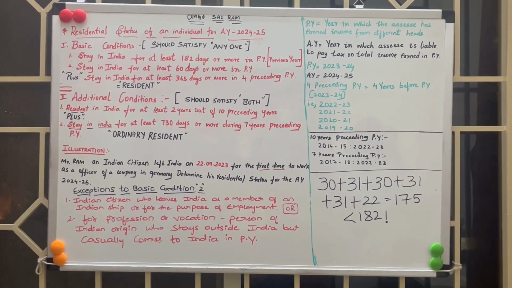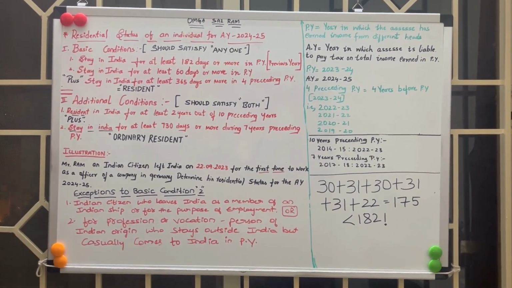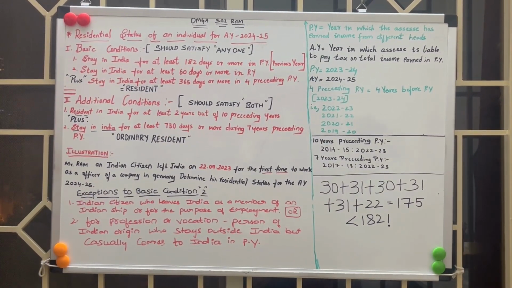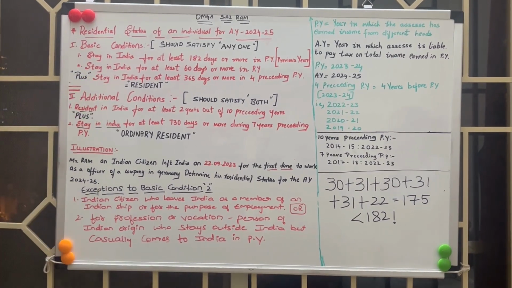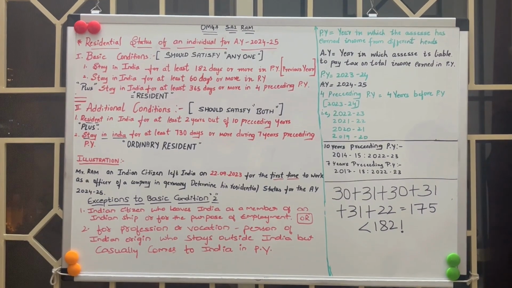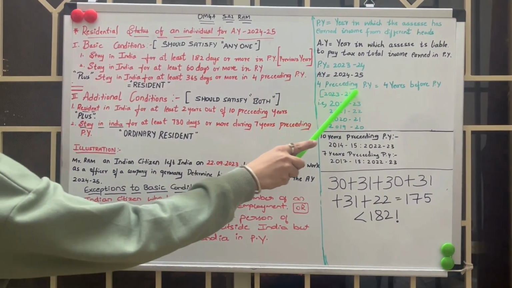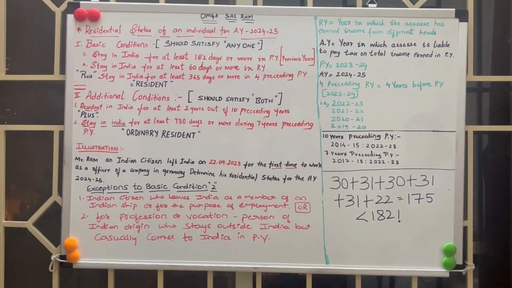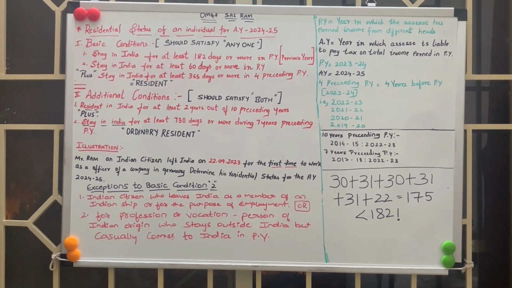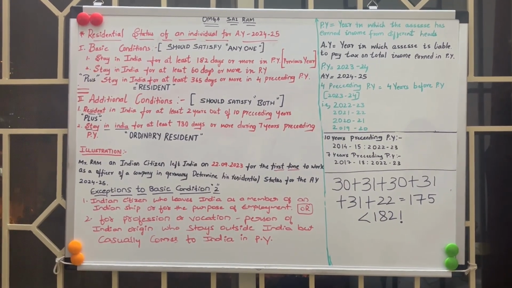In case he is unable to satisfy this condition, we will look for the second condition. That is, he should stay in India for at least 60 days or more in the previous year, and along with this, he should stay in India for at least 365 days or more in the 4 preceding previous years. What does this mean? 4 preceding previous years means 4 years before the previous year, that is 2023-24. That is 2022-23, 2021-22, 2020-21, 2019-20.